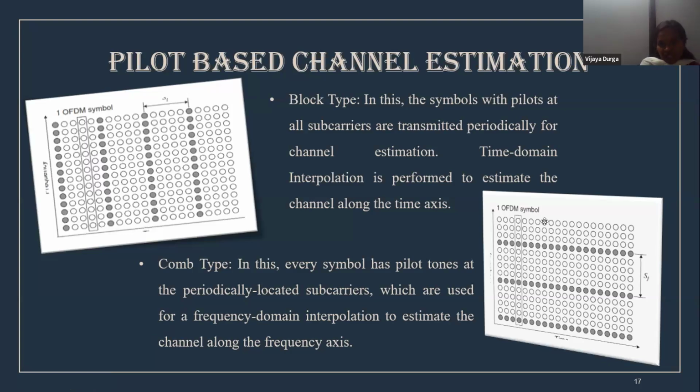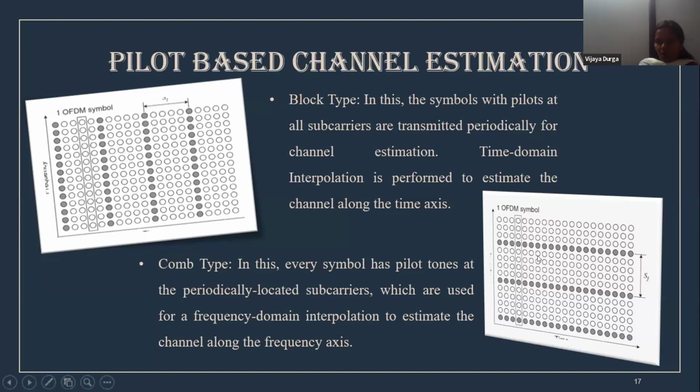But coming to this one, this is our waveform symbol. The first waveform symbol contains 3 pilots, then the second waveform symbol consists of 3 pilots. And here also, we can transmit periodically. So the statement is, every symbol has pilot tones at periodically located subcarriers, which are used for frequency domain interpolation.